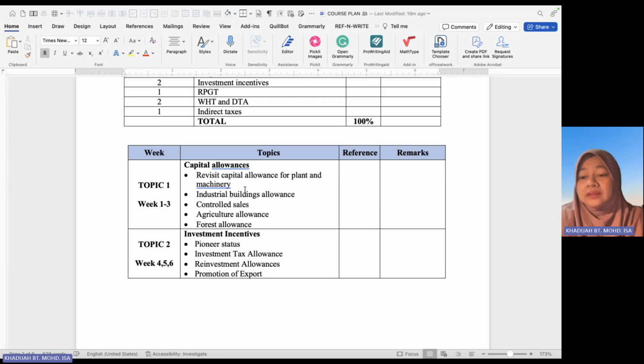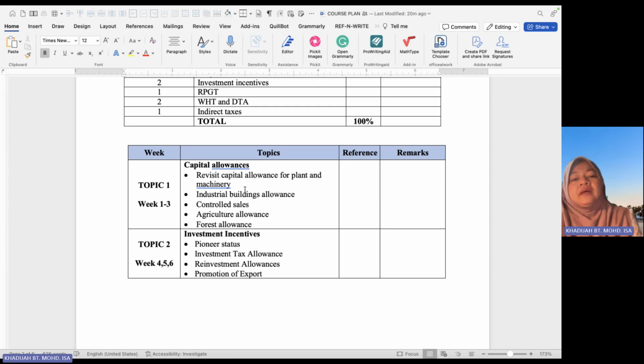But looking at the content and looking at the students, there are a lot of things you have to do because there are a lot of topics under capital allowance. So that's why I've made that topic, instead of 2 weeks, I will cover it in 3 weeks. But again, inshallah, don't worry, we'll cover all the topics on time, inshallah.